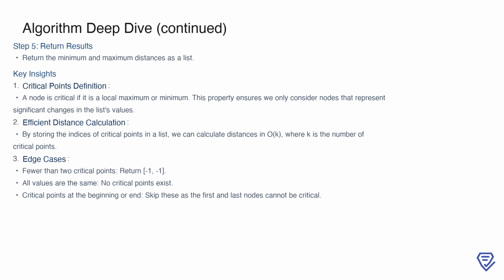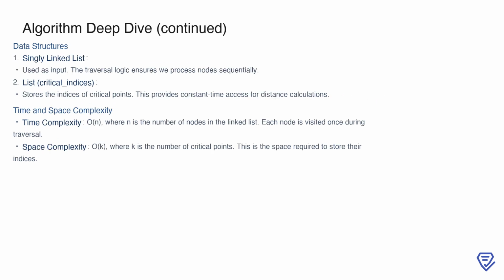Additionally, we recognize that the first and last nodes cannot qualify as critical points, so they are naturally excluded from our calculations. The algorithm relies on 2 key data structures, the singly linked list, which serves as the input, and a list, critical_indices, which stores the positions of critical points. The singly linked list ensures that we process nodes sequentially, maintaining the order of traversal. Meanwhile, the critical_indices list provides constant time access to the indices, enabling efficient calculations of both minimum and maximum distances.